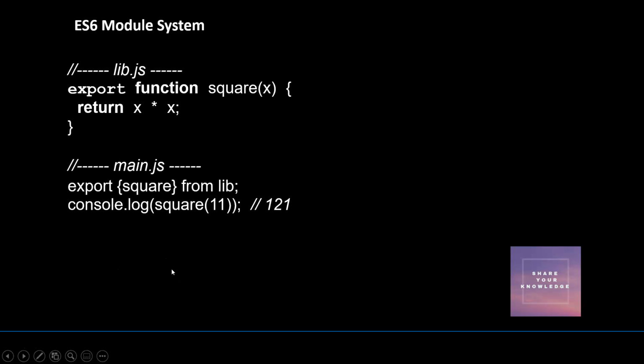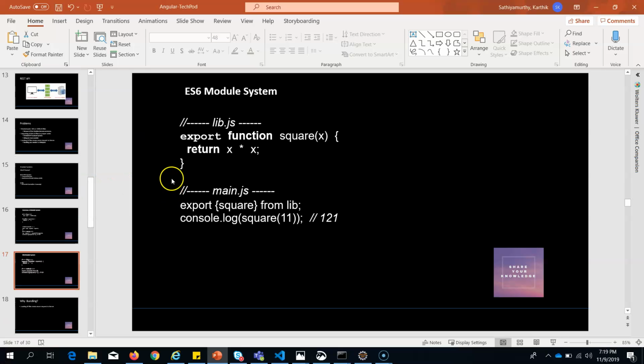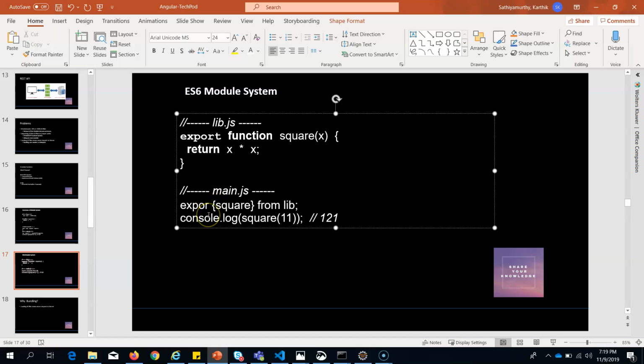In the ES6 module system, it will be different. Here I use the export keyword, export function square x. And here in main.js I would have used import. A small issue here, let me correct it.